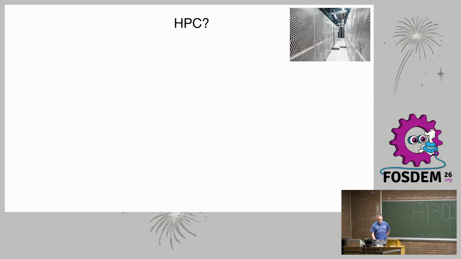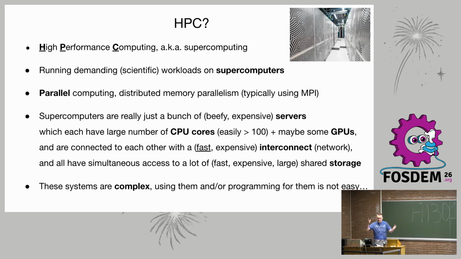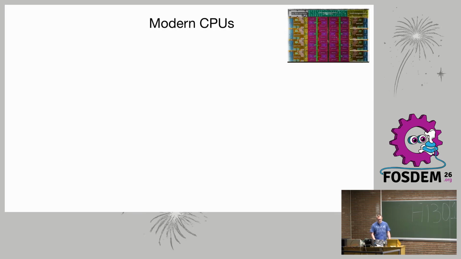So HPC, everybody knows it. I can skip it. Large computers, parallel computing, expensive servers, lots of CPU cores, maybe some GPUs as well, fast interconnect, storage. It's a complex beast, right? And it's not that easy to use as well. So anything we can do to simplify this is actually helpful.